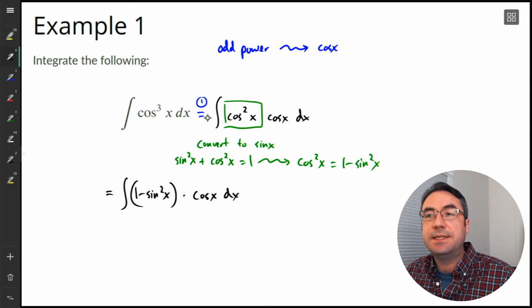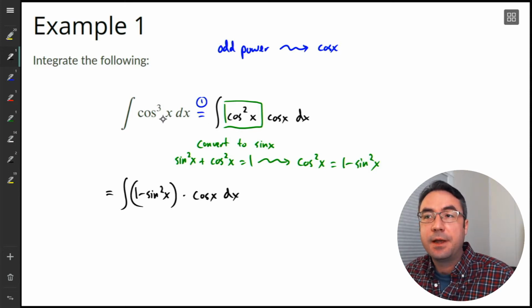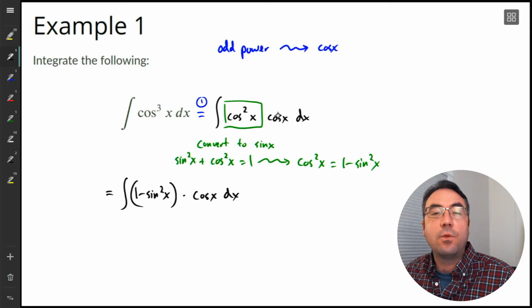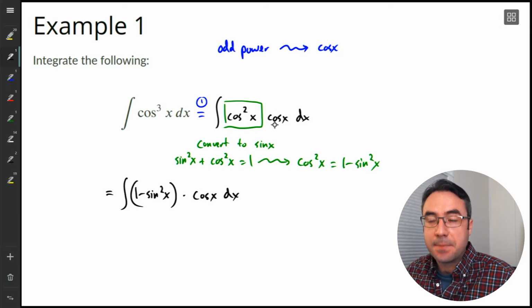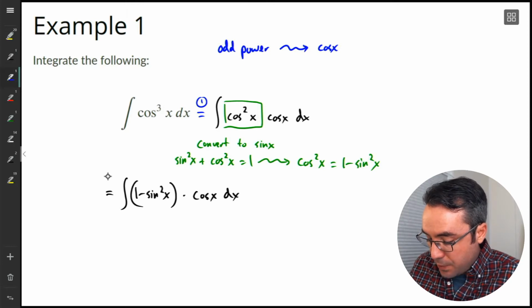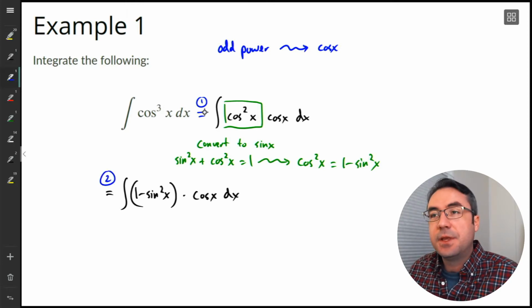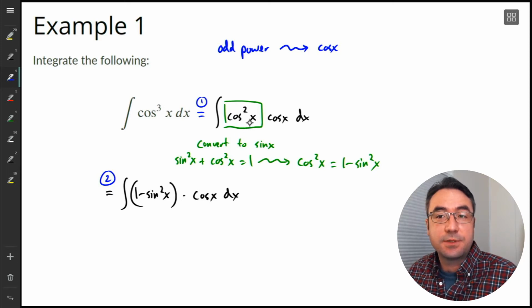So step 1, we identified the odd power, and we peeled off one copy of that trig function and put it next to the dx there. Step 2, we use our trig identity to convert all of the remaining cosine terms into sine terms. So now we've converted all of that into an expression involving only sine.